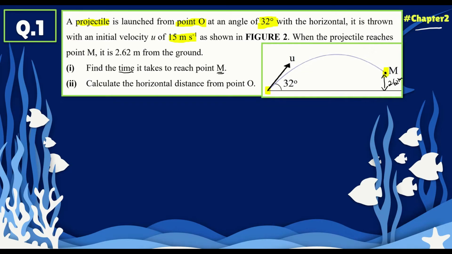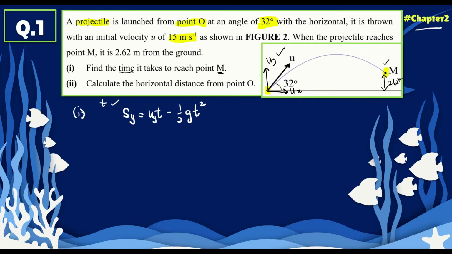For this question, we are applying equation for projectile motion that contains t in that equation. So the possible equation here is we want to find time, and we have the information of Sy. So we use Sy is equal to Uy t minus half g t squared. Okay, so our Sy at point M is 2.62, and this is our Uy. So you need to resolve and find the component of Uy here because we need Uy.